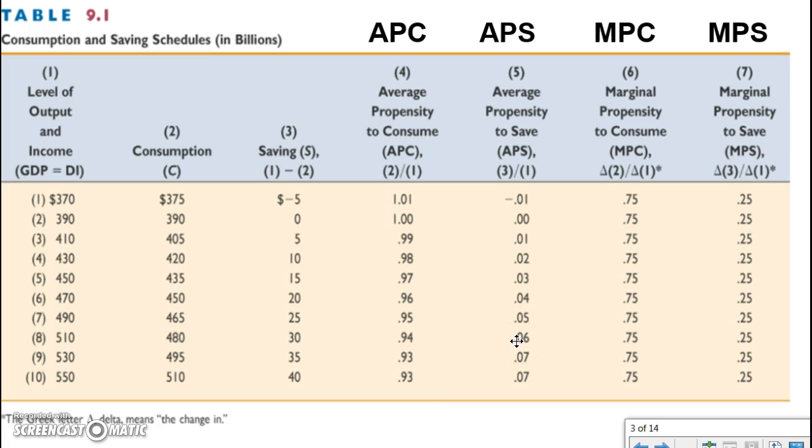Right? Because when you're wealthier, you can actually afford to save. When you're barely earning enough to pay rent and pay for food, you don't save very much. All right, the last two columns are the really important ones here, and those are the marginal propensity to consume and the marginal propensity to save.